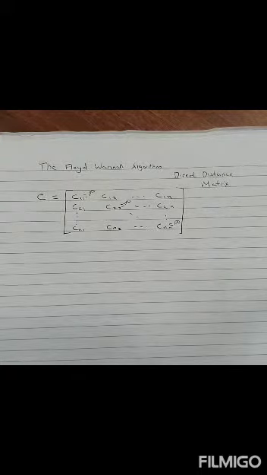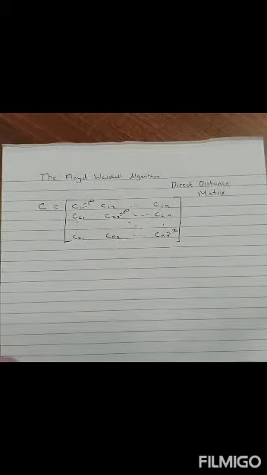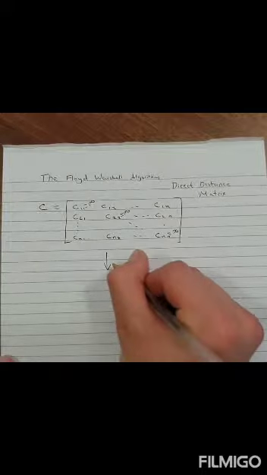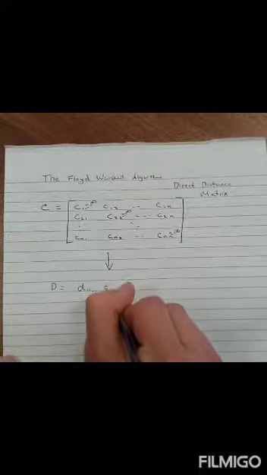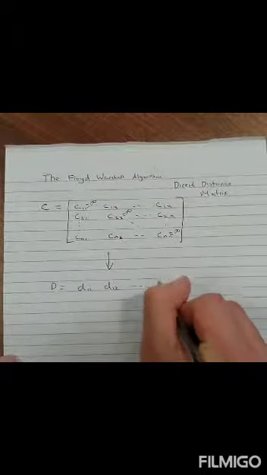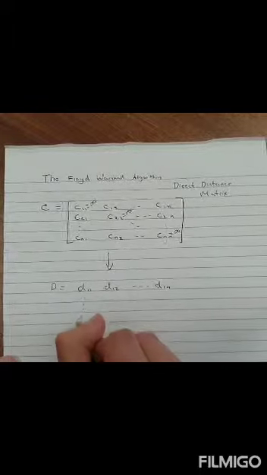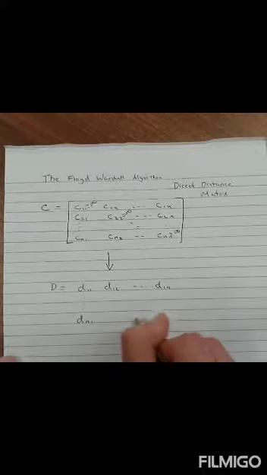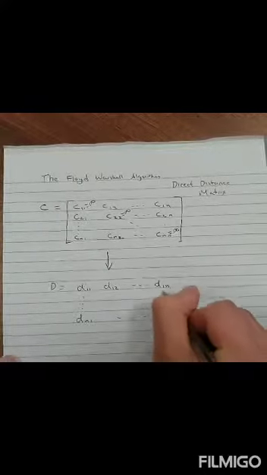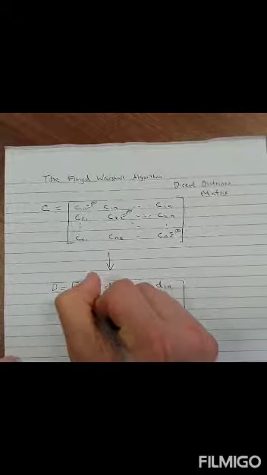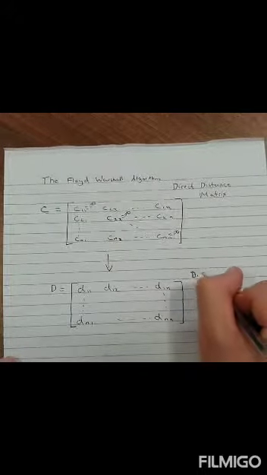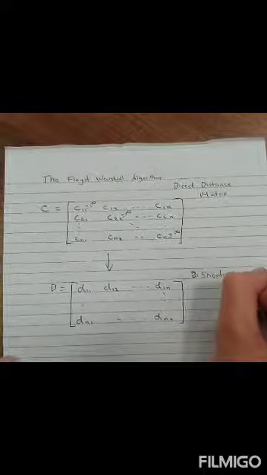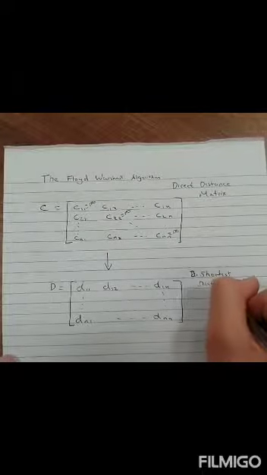I or K. What we want to end up with is a distance matrix which we will label D, and this has entries D11, D12, D1n, DN1 across to DNN. So this is a shortest distance matrix.